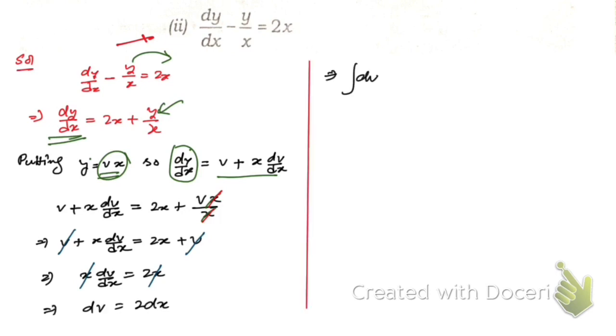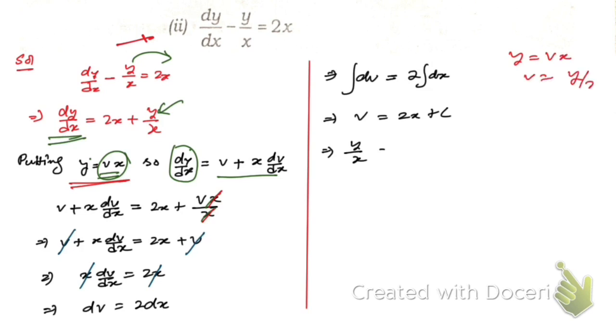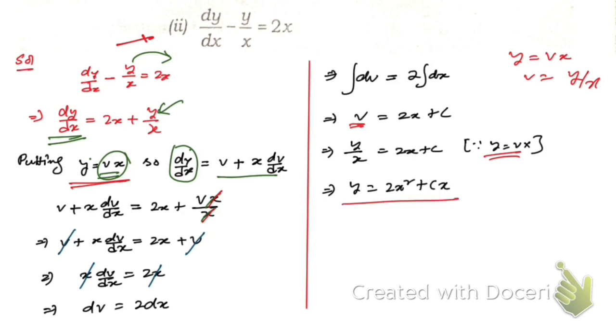Now let us integrate. If you integrate, you will get this result. So v will be equal to this. Then as you see, we have taken y is equal to v into x, so v will be our y by x. So let us replace this v by y by x. That is what we have done here. So then this is your solution. Y is equal to vx we are using here. So if you multiply both sides by x, then you will get this result. So this is your solution.